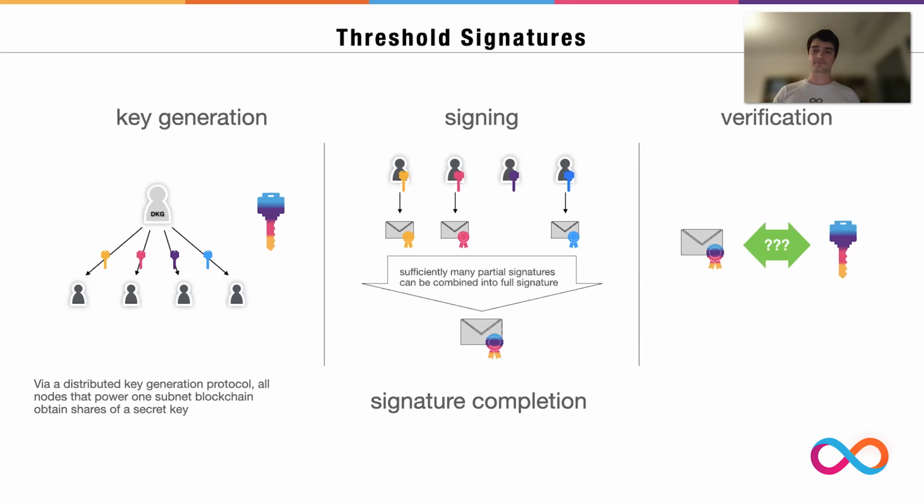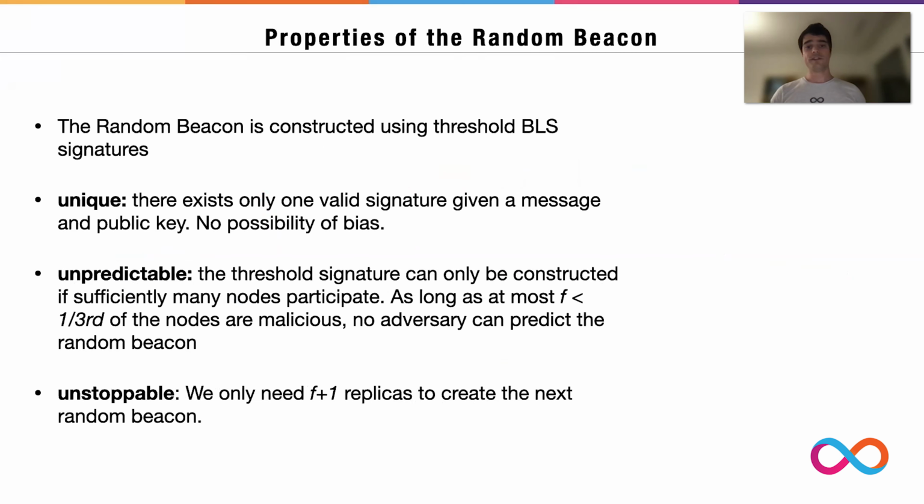And such a full signature can be verified against the overall public key. So to verify that, you don't need to know exactly which nodes helped out in creating the signature, who created the partial signature. This is no longer relevant. You can just verify the whole thing with respect to that one public key. So this is a very nice property. And this is what we use to construct the random beacon.